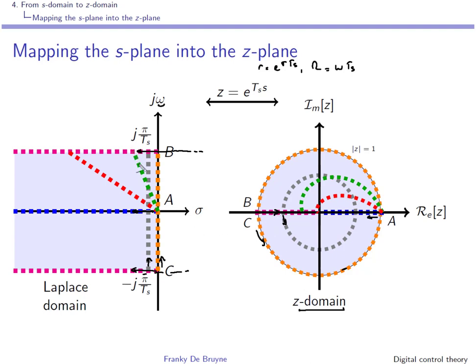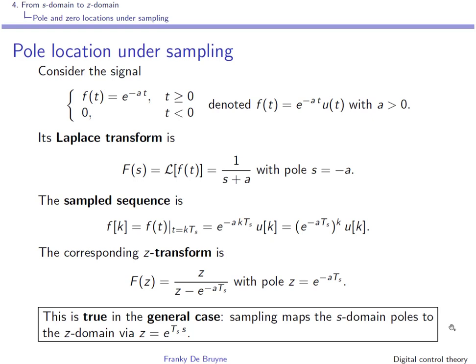And these are lines of isodamping, same damping. So this angle over here is the arc sine of the damping factor. We'll come back to this when we consider performance in the S domain and in the Z domain. And we will see later that these lines over here will be mapped to these lines over here in the Z domain. So what we'll do now is have a look at the pole location under sampling, and we'll use an example, but the conclusion that we can draw on this example is true in general.